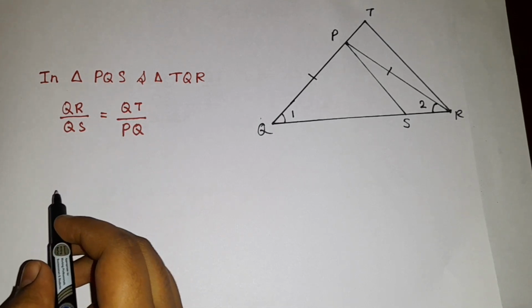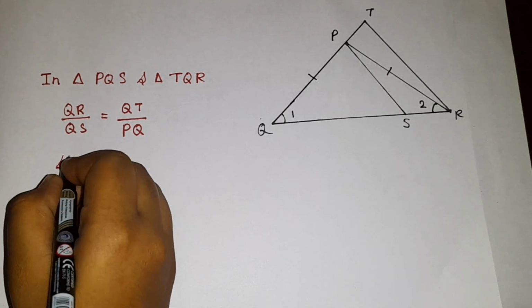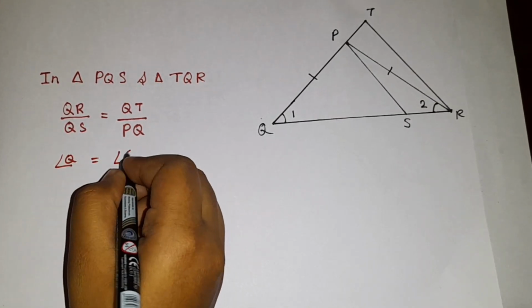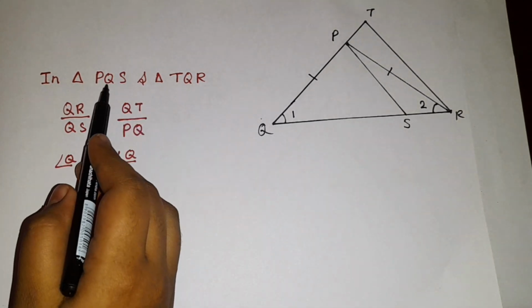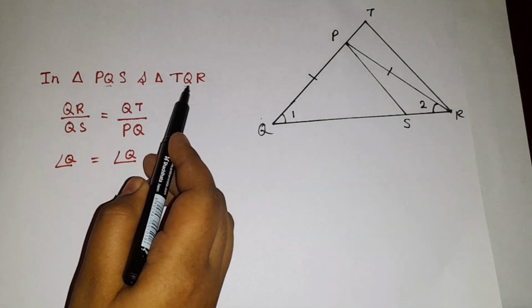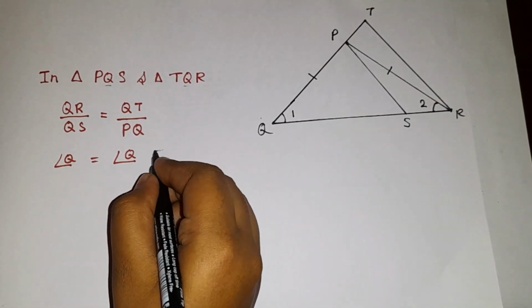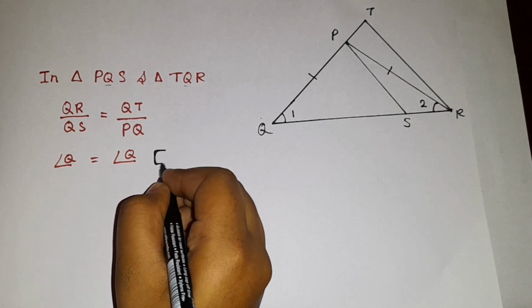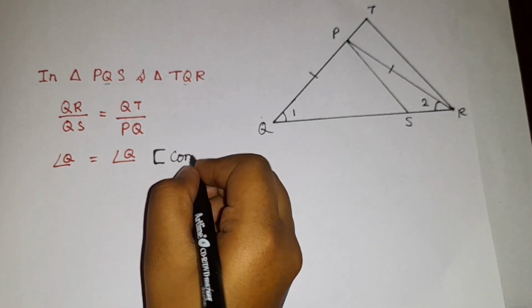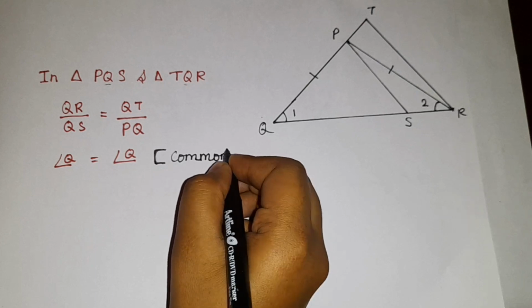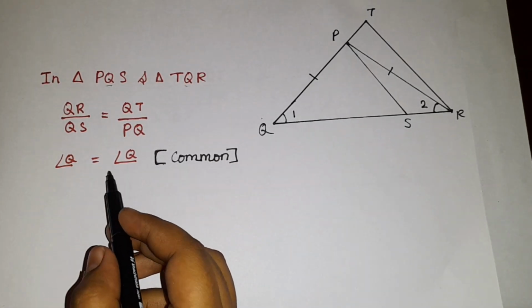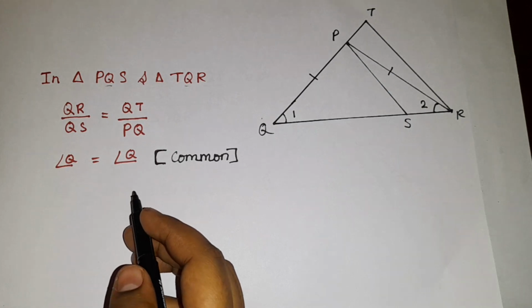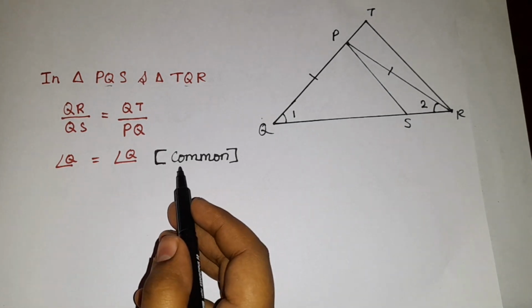So now I can just write angle Q is equal to angle Q. Why am I writing angle Q is equal to angle Q? Because in both the triangles I am getting angle Q, right? So see, in both the triangles I am getting angle Q, that's it. So I can just write it is common, okay. In both the triangles I am getting Q as common. That's why I just wrote common, okay.